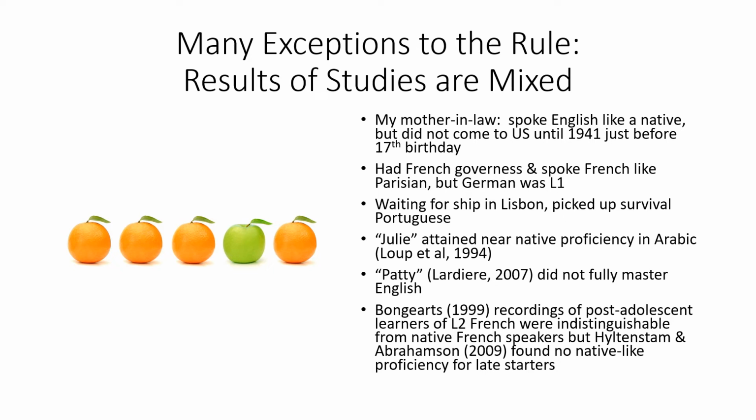There is also conflicting evidence about how near native early adolescents become. We have recordings of post-adolescent French language learners and native French speakers, and found that their language was absolutely native. So that has happened, but another study, equally important, done 10 years later, found that there was no native-like proficiency for late starters. So the results on all these studies are pretty mixed, and we don't really have a good hard and fast rule on it.